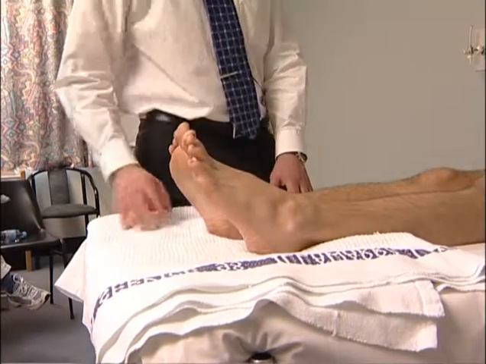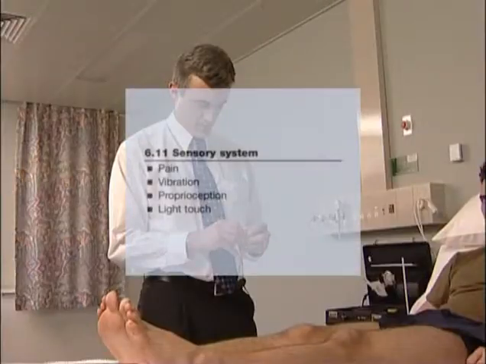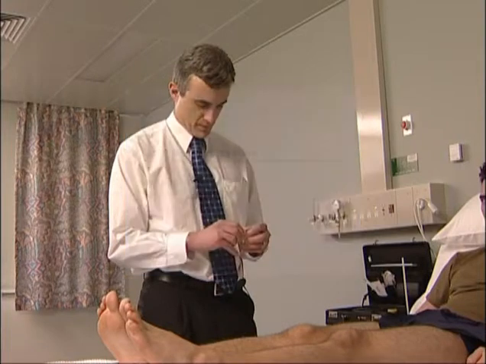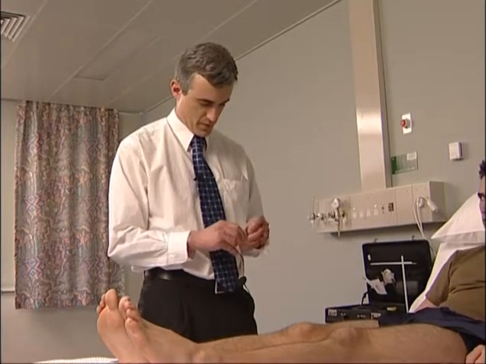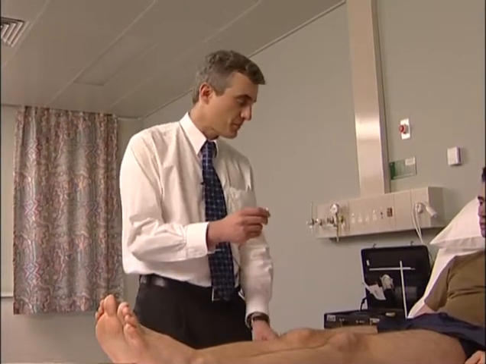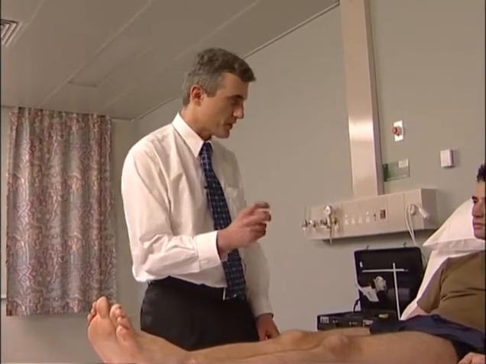Okay. Now test the sensory system. As for the upper limb, test for pinprick sensation first in each dermatome, comparing the right with the left side. Map out any abnormality and decide on a pattern of loss. What I have here is a neurotip. It's a blunted pin. It should still feel sharp, but it won't break the skin.